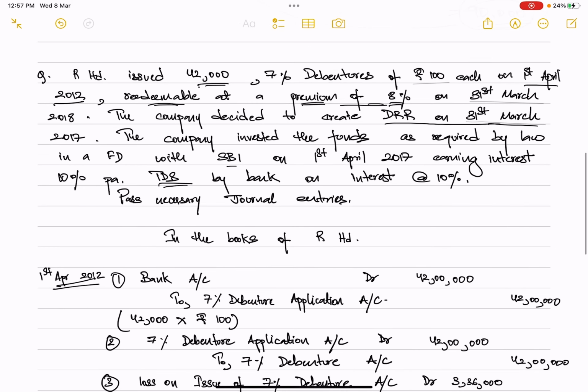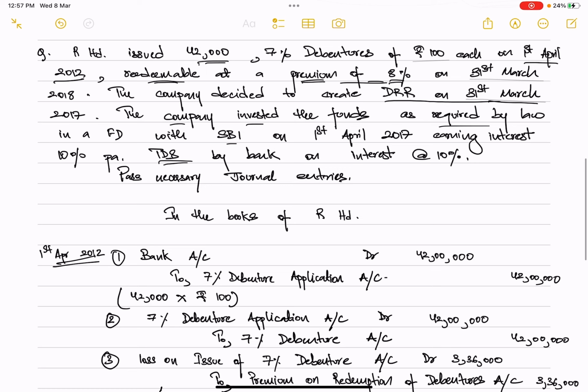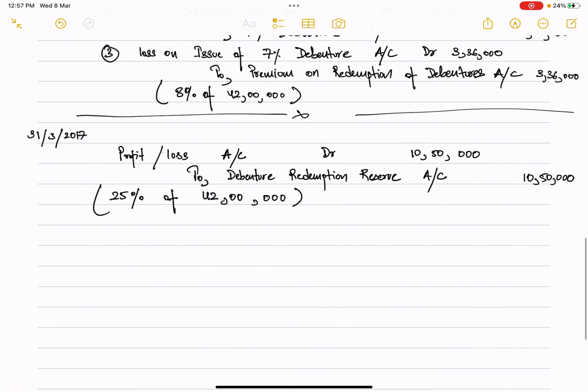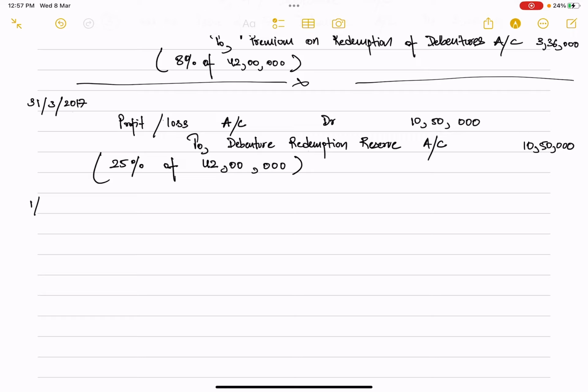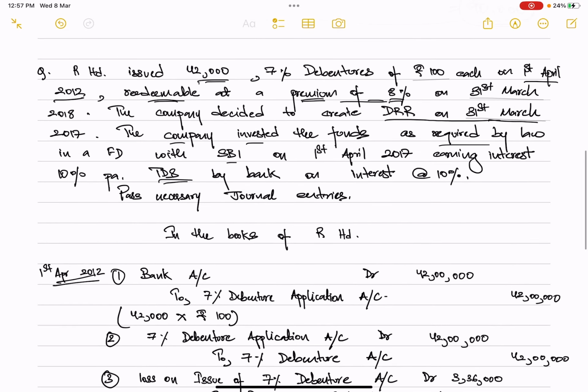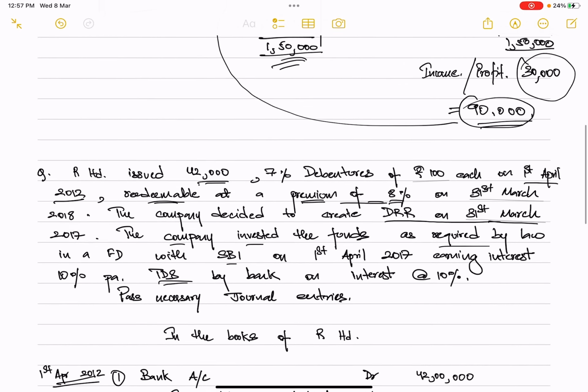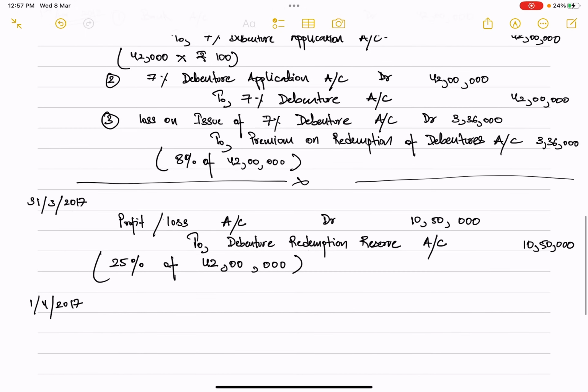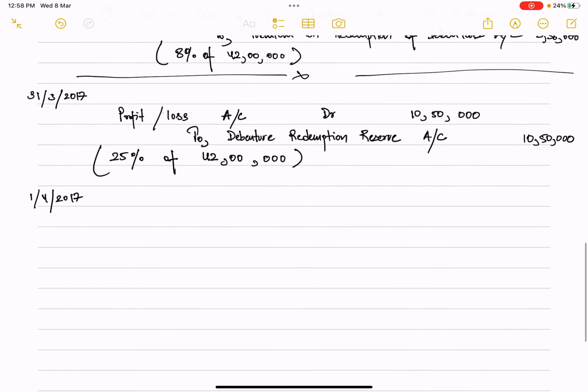Then, they have stated that the company has invested the funds as required by the law in an FD with SBI, and it happened on 1st of April 2017. Now, on 1st of April 2017, it has been stated that they have invested this amount. Now how much has been invested? That is not given to us, which is also provided to us by the law itself. Now it was stated that 25%, so it means a total of 10,50,000 rupees was set aside as debenture redemption reserve.